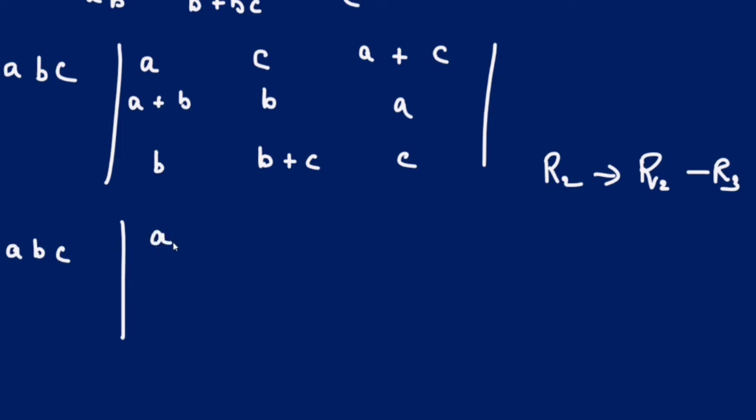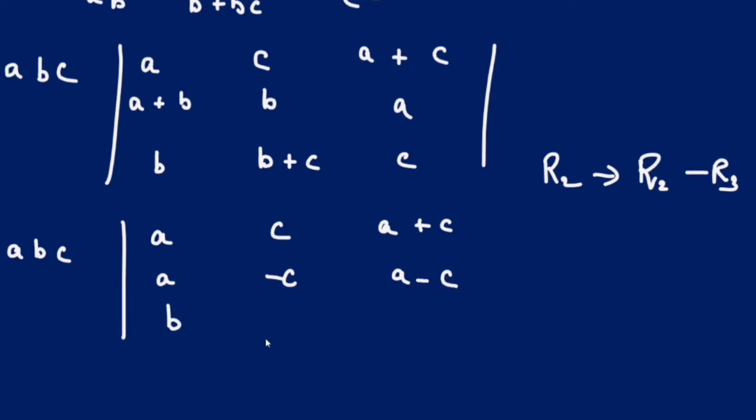So first row, I am not doing anything: A, C, A plus C. Second row, subtract: A plus B minus B, A. B minus C minus C, you will get, right? B minus B minus C. So B and B get cancelled, but one minus C is there. And here you have A minus C. Now third row as it is: B, B plus C, C.